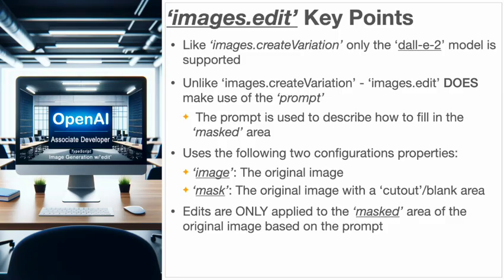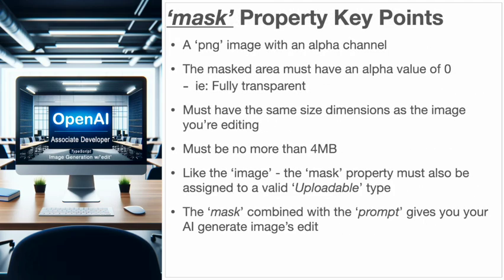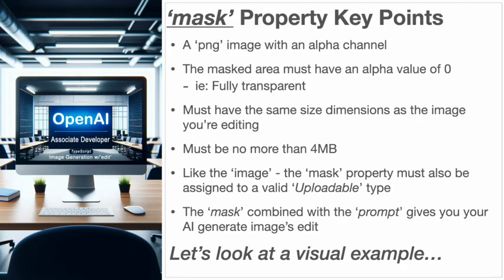Looking at the mask property, the mask must be a PNG image with an alpha channel where the mask area is fully transparent, i.e., an alpha value of 0. Also, it should have the same dimensions as the image being edited, and must be under 4 megabytes in size. The mask, like the image, must be of type uploadable, meaning both the mask and the image must be read in from a file. Combining the mask and the prompt, you can direct the AI to make specific edits to your image. To help better understand all this, let's look at a visual example.